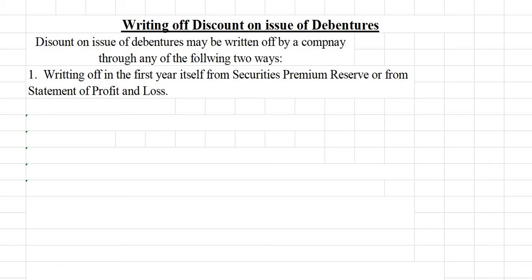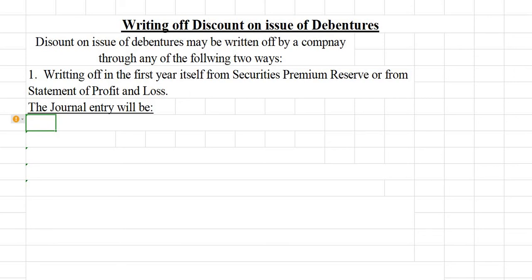The company has two options. Either it can be written off in the first year itself. That means when the debenture is issued, in that year itself it can be written off from securities premium reserve or from the statement of profit and loss. The statement of profit and loss is the profit and loss account prepared by the company. So in that case, what will be the journal entry? It will be written off from the securities premium reserve.